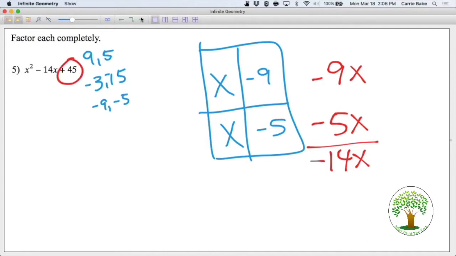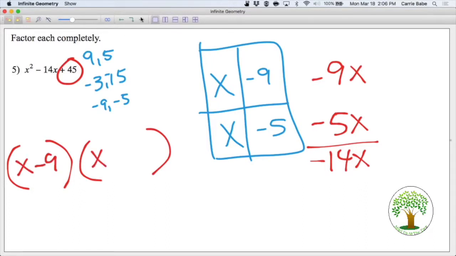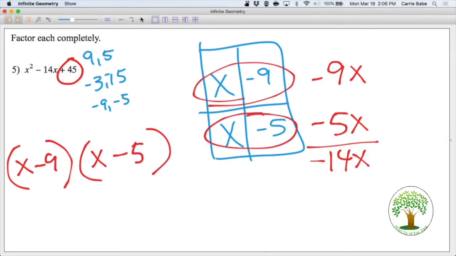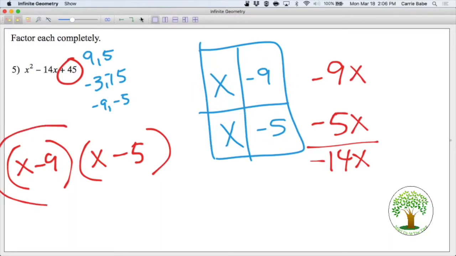But how do I get the positive 45? I still don't get it. Because negative times negative equals positive. Very good, because a negative times a negative equals a positive. What's my answer? x minus 9 times, in parentheses, x minus 5. Yes, and we got that by going sideways. If I multiply that out with the distributive property, I will get x squared minus 14x plus 45.